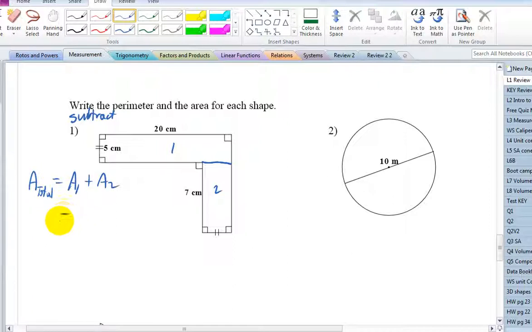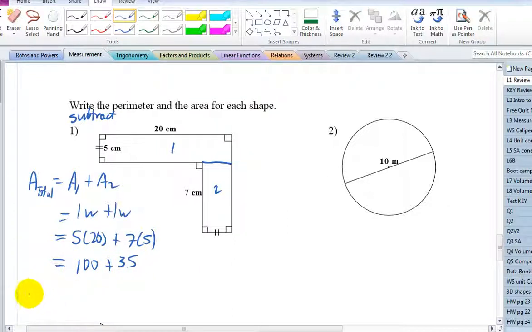Okay. So length times width plus length times width. 5 times 20 plus 7 times 5. So that's going to be 100 plus 35. So our total is 135 centimeters squared, or square centimeters. Okay.